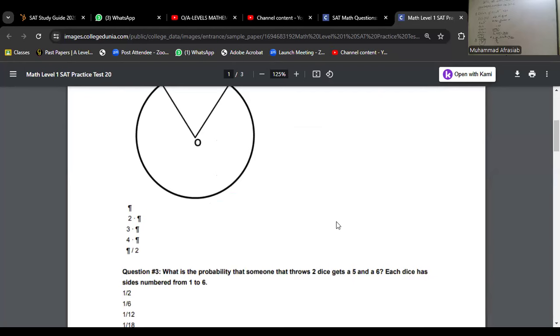So they have not given it like this. So it should be 3 pi.